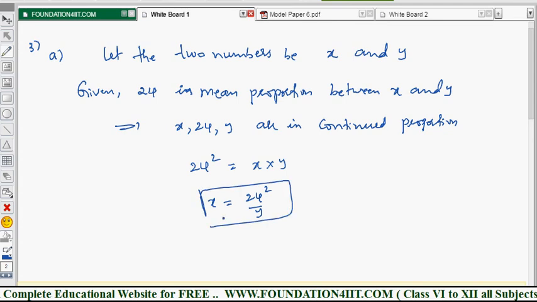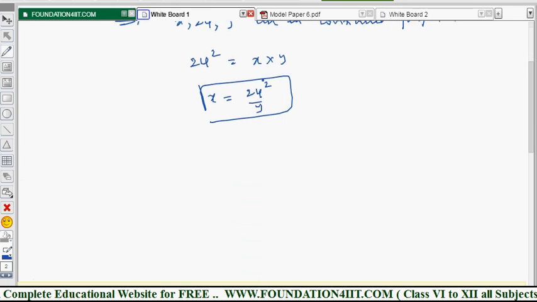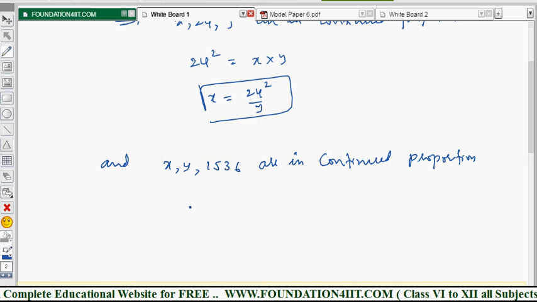And one more, 1536. If you see the question, 1536 is the third proportion. Also given, x comma y comma 1536 are again in continued proportion. If these three are in continued proportion, use this concept, that is, middle term, y square is equal to x into 1536. Using these two statements, you should find out x and y.